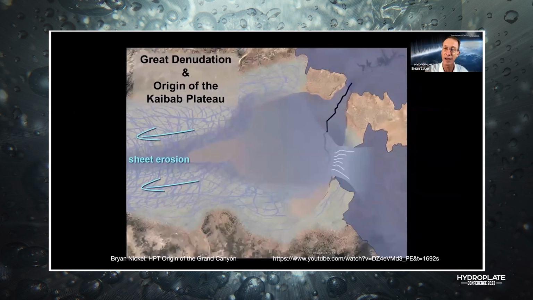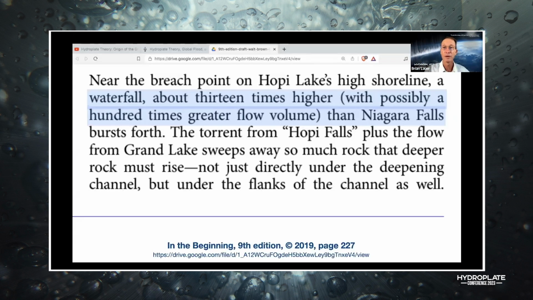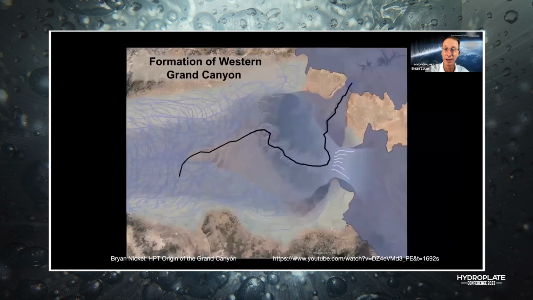It's going to go down to the Kiabab limestone, and then it's going to spread out and erode everything on top of it. That's why I don't think this happened during the flood, because the Kiabab limestone needed time to get hard. Otherwise, if it would have been soft, it would have cut right through that. Okay, and Walt Brown says that the waterfall was about 13 times higher than Niagara Falls, with possibly 100 times greater flow of water. So that's an incredible amount of water sweeping across that Kiabab limestone.